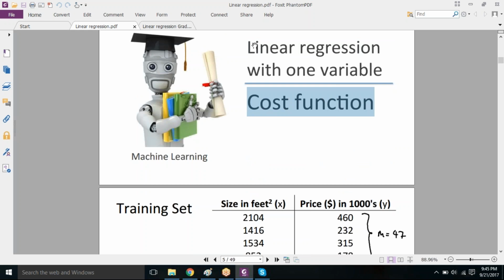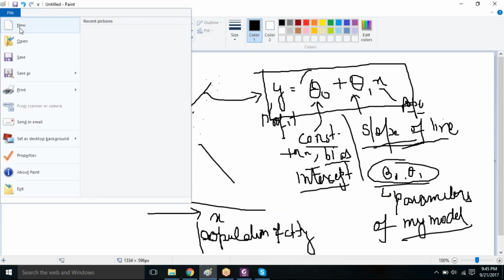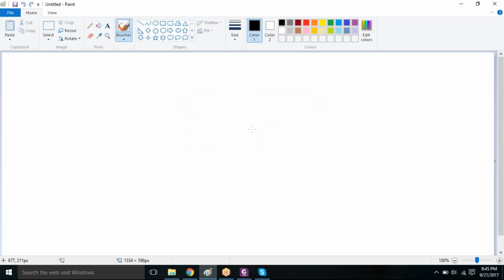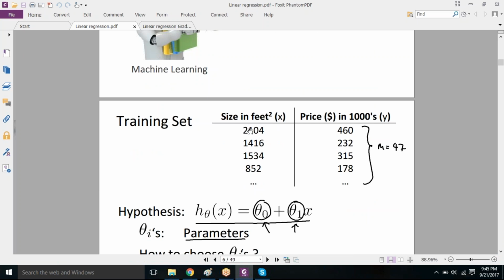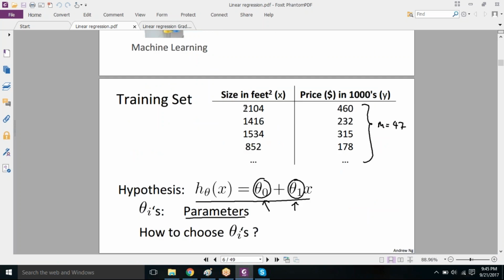Okay, cost function of linear regression with one variable. This you have to understand properly in order to understand how gradient descent works. Okay, so this thing is very important. So given that, suppose you have these sizes of flat and this is the price. This price is in $1,000, okay? So don't think, how is this price so low. It's in dollars, right? $1,000.